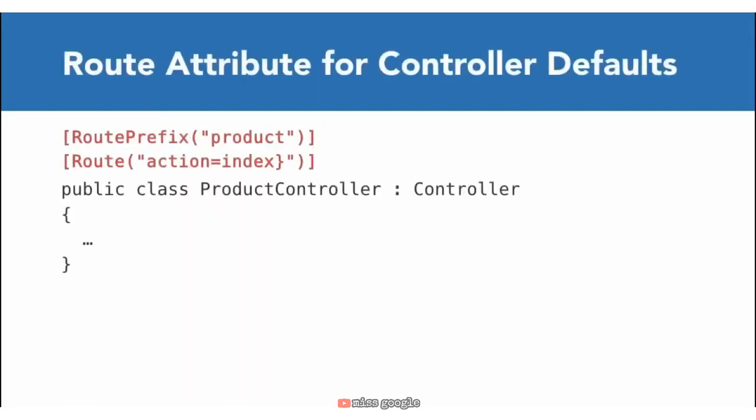Finally, I'd like to point out that you can also use the route attribute at the controller level. This example route specifies a default action name that is going to be used for all of the action methods in this controller, and that action is index. Unless a specific route attribute is applied to an action method that overrides that default name of index, then index will be used for the action.